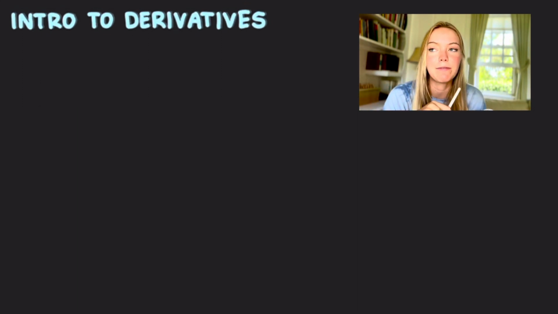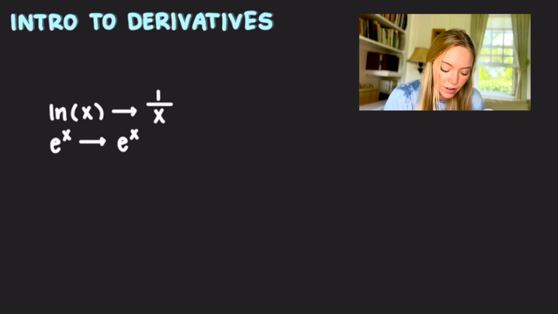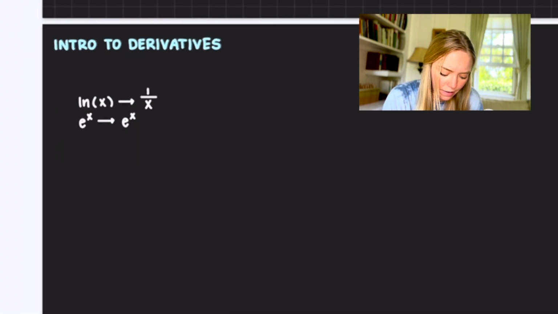Okay, so there's some functions that you just have to memorize. Just memorize these. That's pretty much it. The derivative of e to the x is e to the x. That is not a mistake. The derivative of e to the x is e to the x itself, which is kind of interesting.